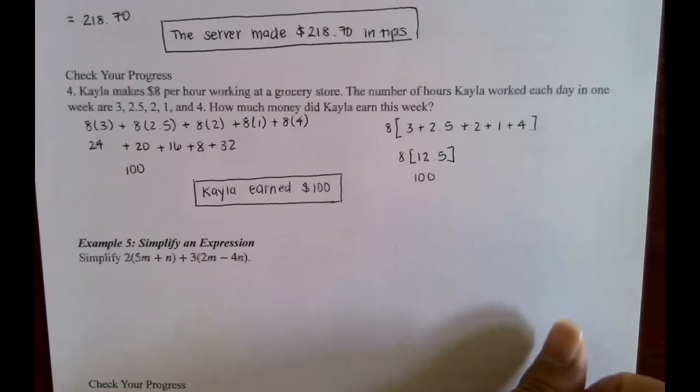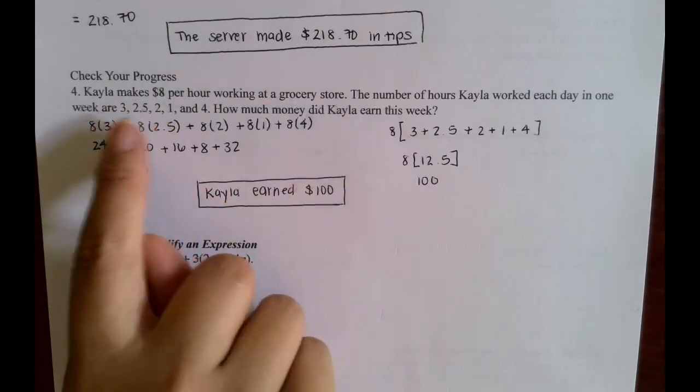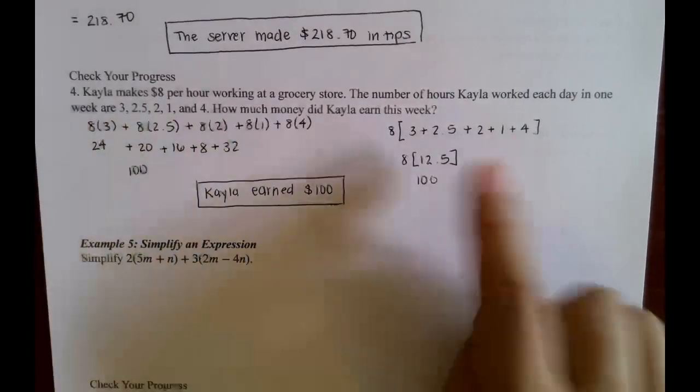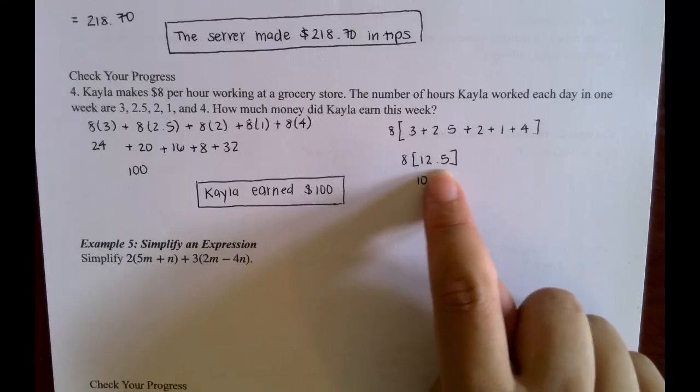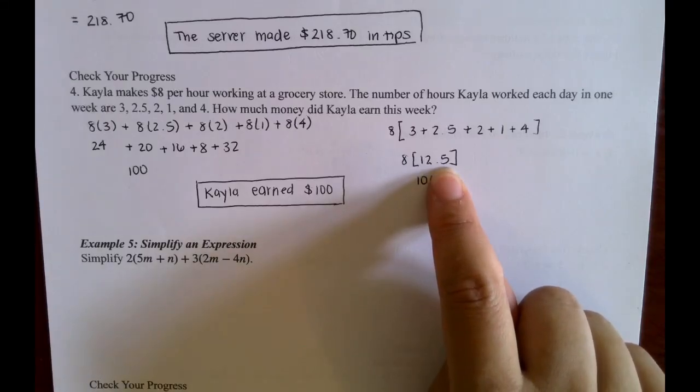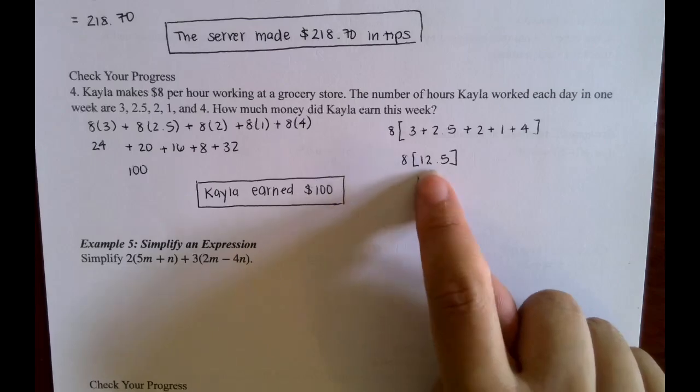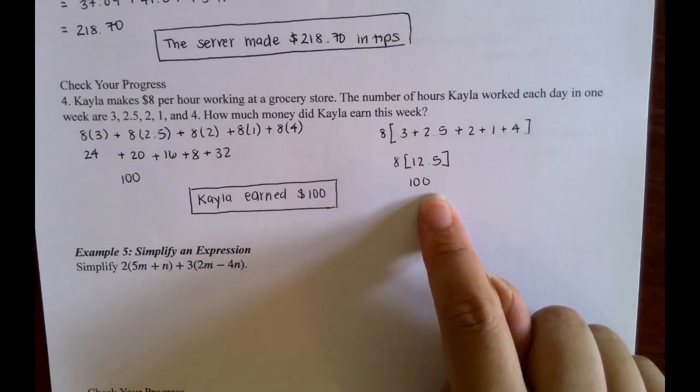Okay? If you did it the other way, what you would do is you would add up all the working hours first, right? So 3 plus 2.5 plus 2 plus 1 plus 4, so that's 12.5 hours she worked that week. If it's $8 per hour, so 8 times that will give you also the 100. Okay?